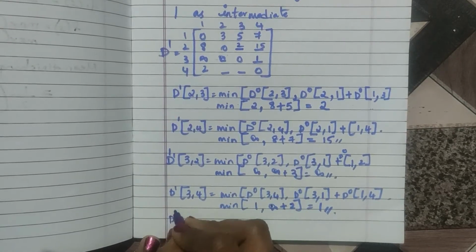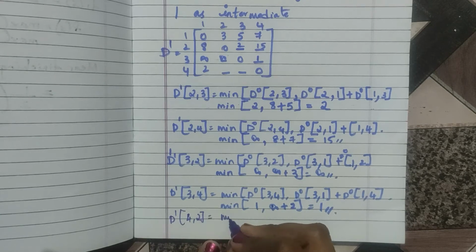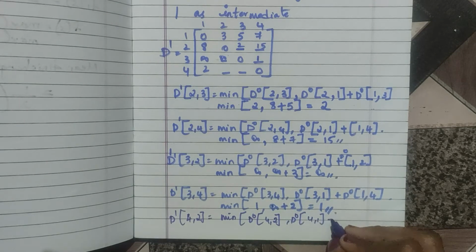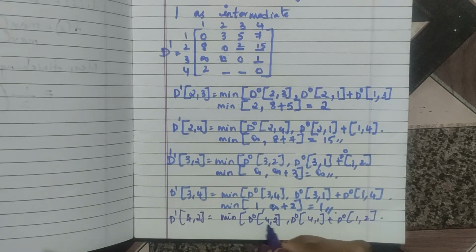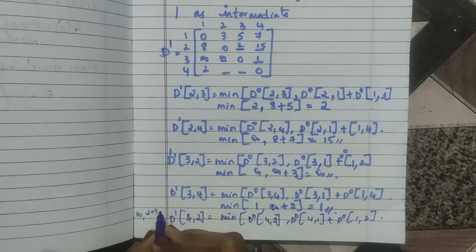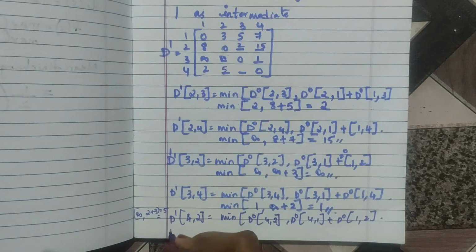Now next what we have to find is 4 comma 2. D0 4 comma 2, D0 4 comma 1 plus D0 1 comma 2. So the value what I get over here is, so I'll just write it here. First I get infinity, then 2 plus 3, which is equal to 5. So this is my minimum number. So I'll update in the table here 5, and let me solve the last one.